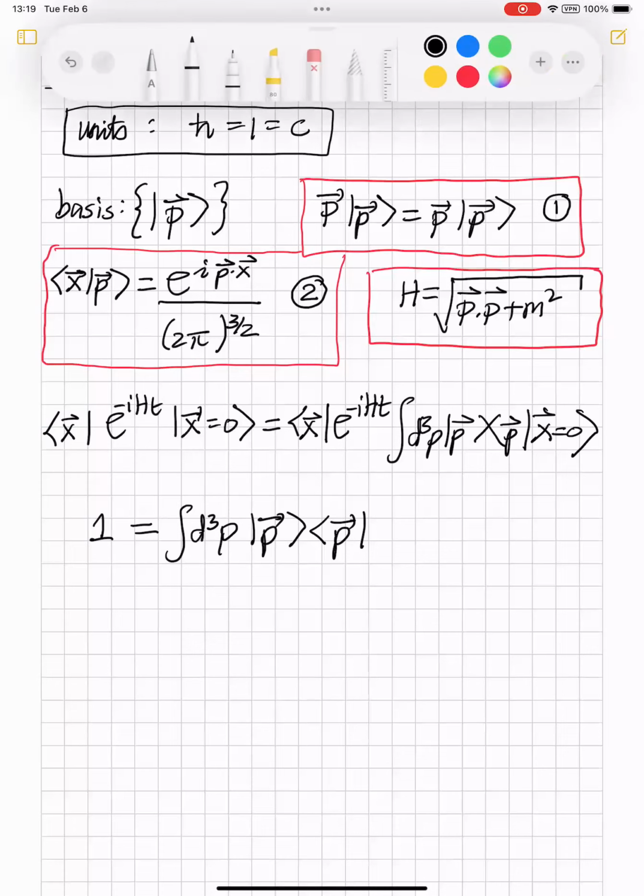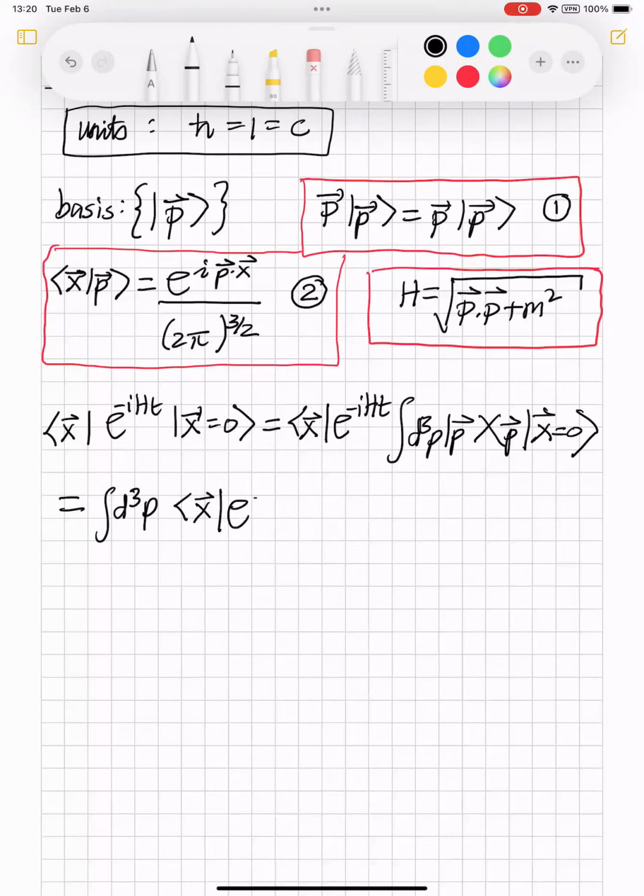Okay, now let's just remove the completeness relation from here. Now, what is this equal to? First of all, nothing else depends on p in this expression. So I can pull the integral d3p up front. Then I've got bra x e to the minus i H t and ket p. And then I've got bra p, x is equal to 0.